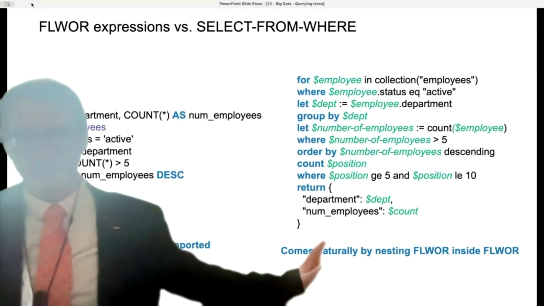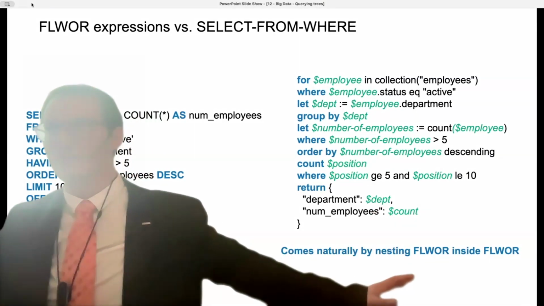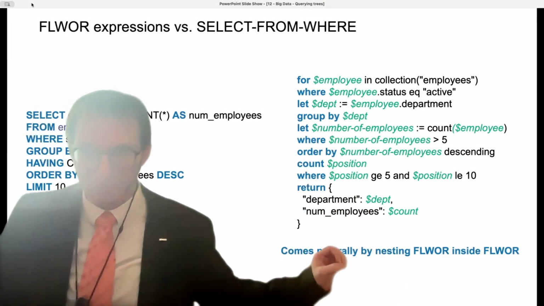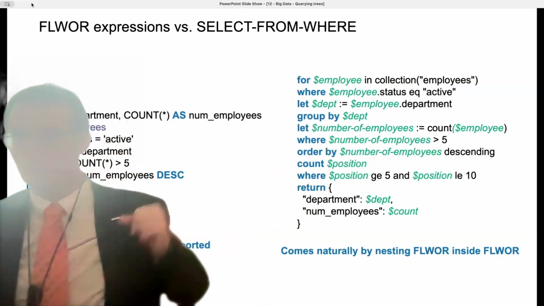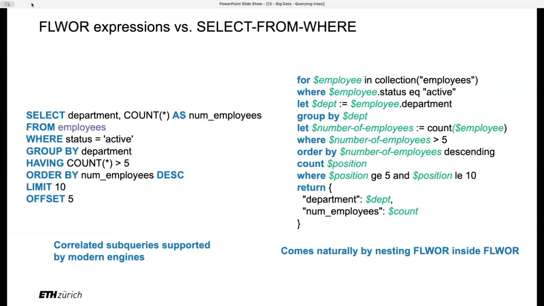But basically, it means when you nest FLWOR inside FLWOR, you have the right to use and read and depend on every variable that comes before that is in scope. Who is still with me? Right, okay.